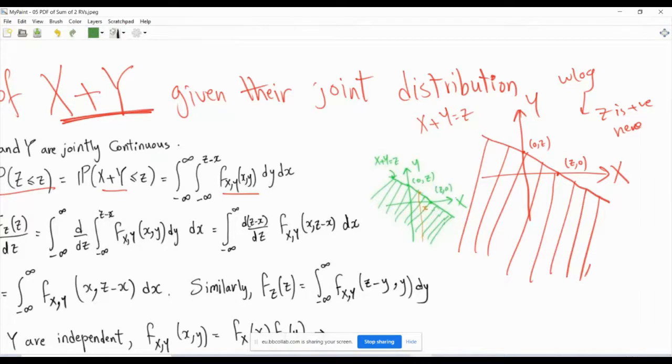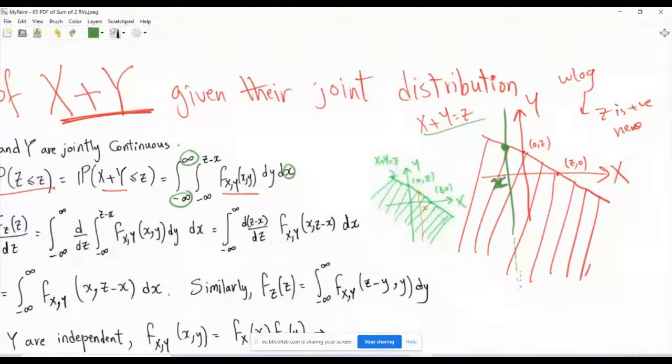Okay, so if we fix an x, let's take an x here. So this is a small value of x. And for this value of x, of course, x generally can go from -infinity to infinity. Now for this particular value of x, what should be the range of integration for y? Well, y goes from the bottom here, from -infinity, up to this point here. And what is this point? This point is a point on the line. So if big X is equal to small x, big Y will be equal to z minus small x.